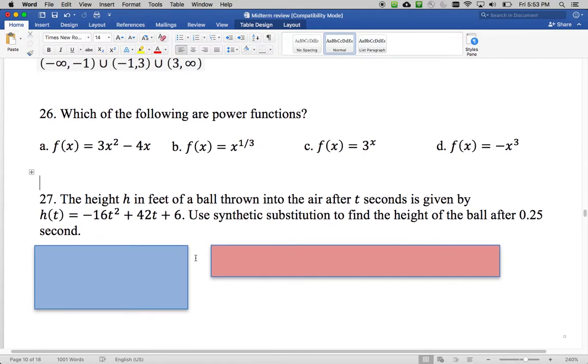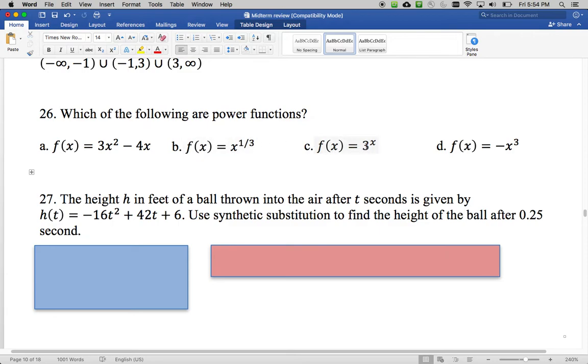Number 26, which of the following are power functions? So power functions are, you have x raised to some exponent, some power. Okay, that's what power functions are, and there can only be one term for it to be a power function. So right here, because we have two terms, this is actually a polynomial function, not a power function. So here where we have x as the base number and it's raised to some power, that is a power function. So b is a power function.